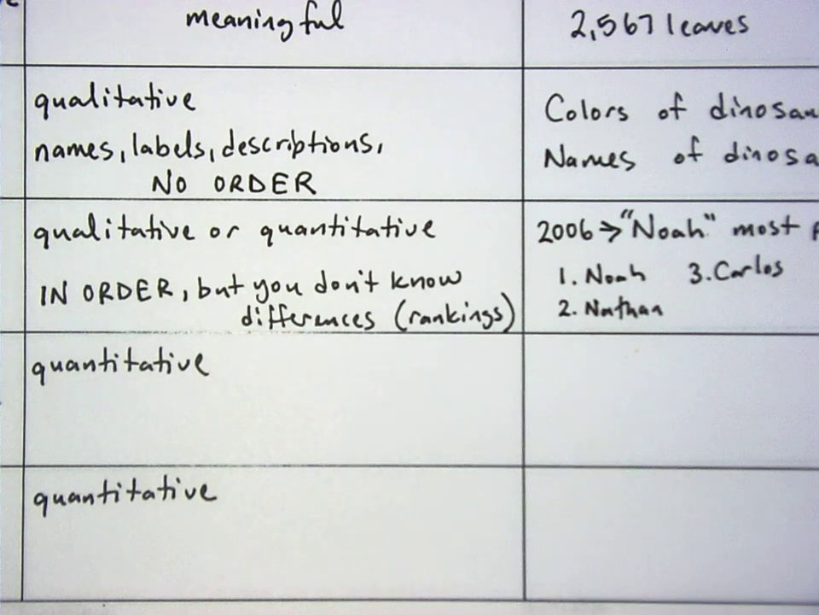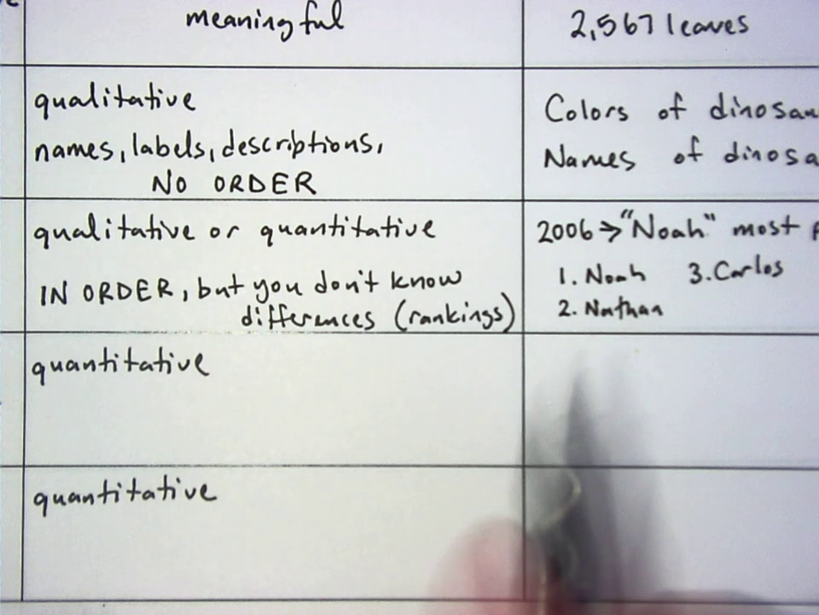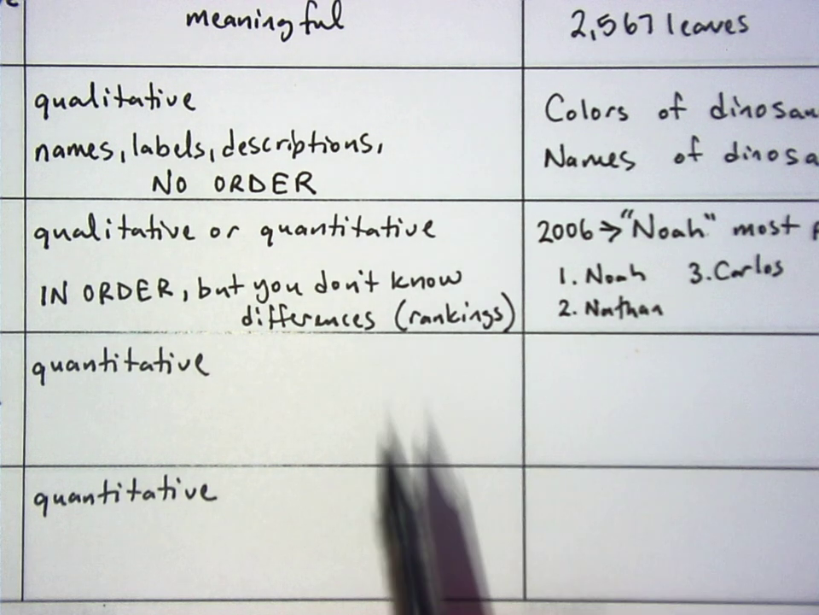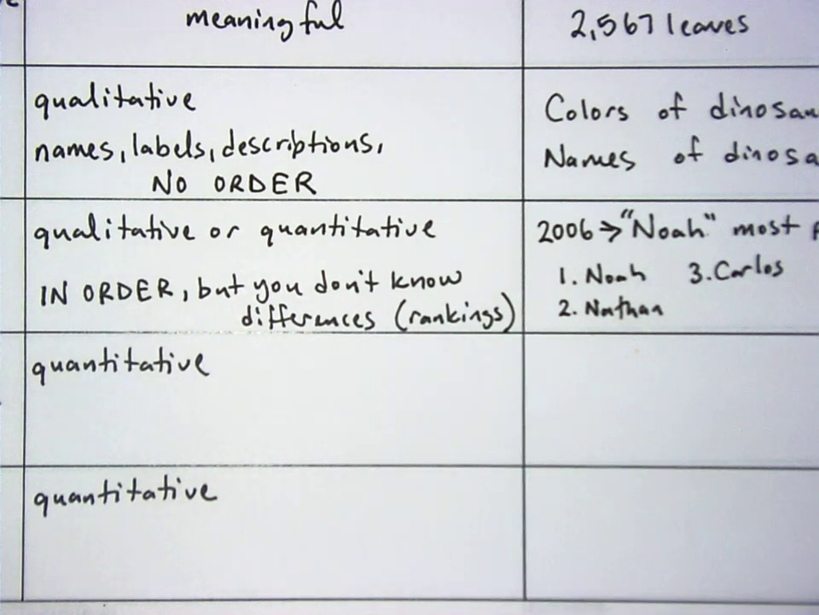Noah was like 5 times more popular than Nathan. You have no idea. All you know is the order. And that's what I mean by you don't know differences. So you don't know the minus. Like if I was to subtract the two, I wouldn't know how the rankings went. I just know who finished first.